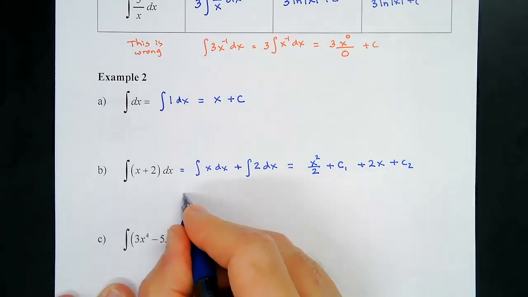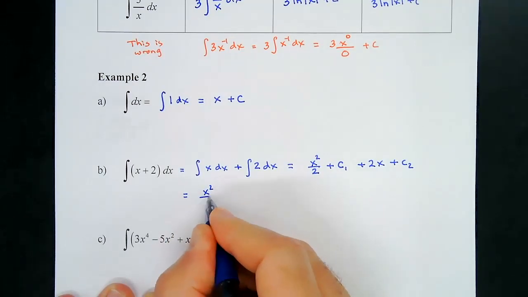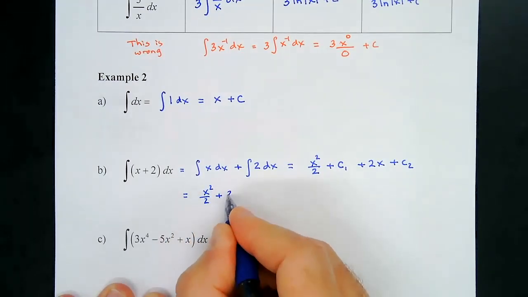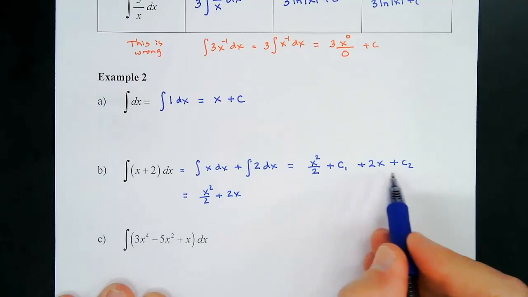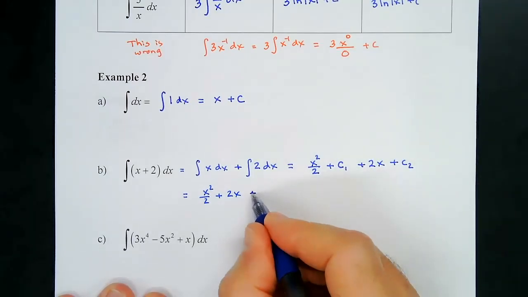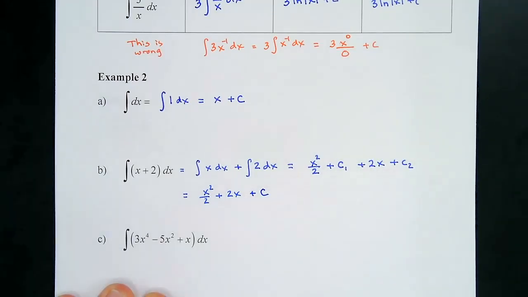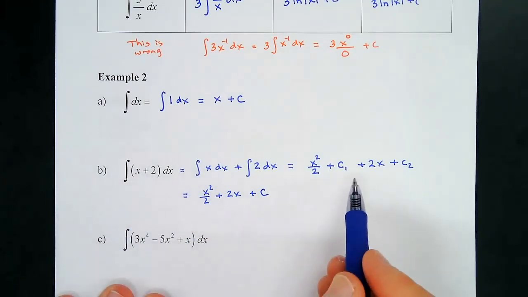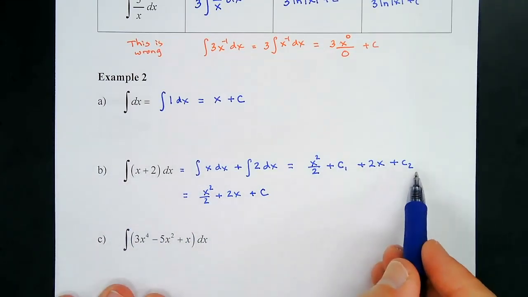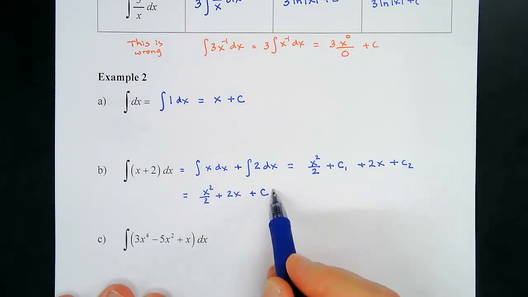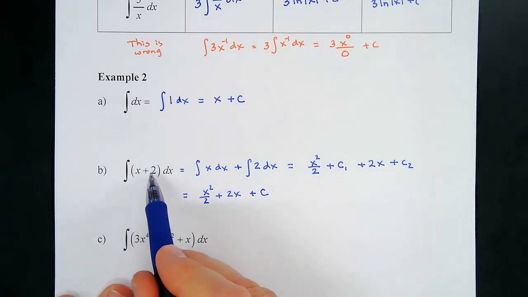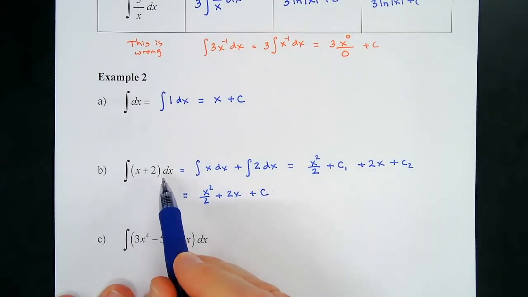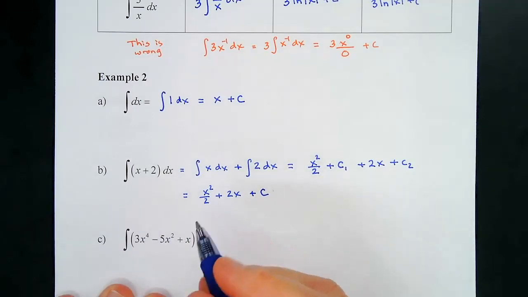So really what this becomes is x squared over 2 plus 2x plus these 2 constants combined to make just one big constant, c. If you do these individually, you'll have individual constants, and then you combine those all together and get a constant. It's just as if you integrated each one individually. So that's what we're going to do on the next one.